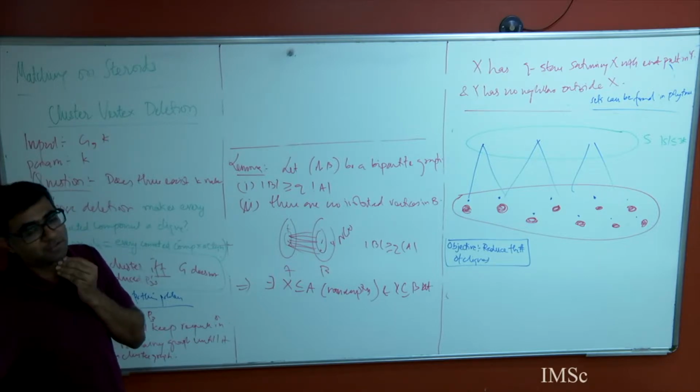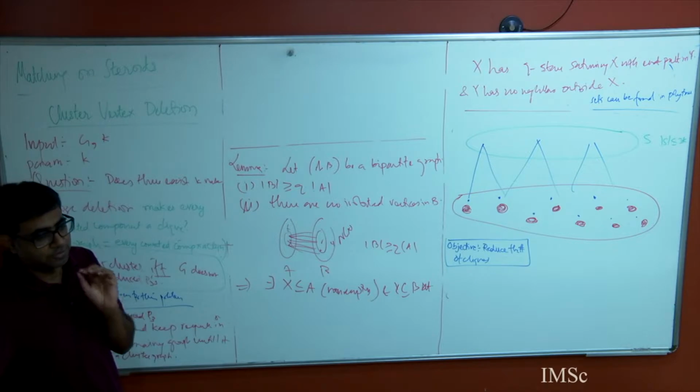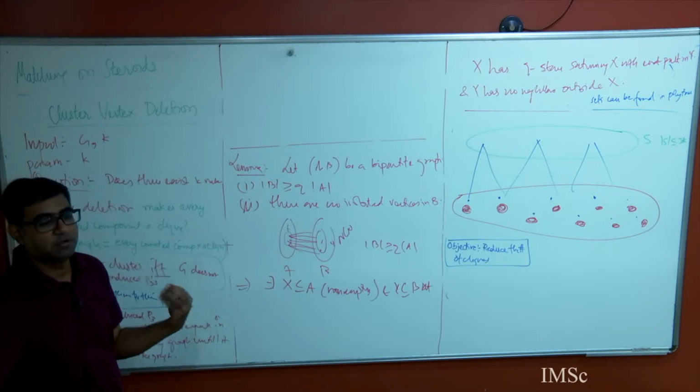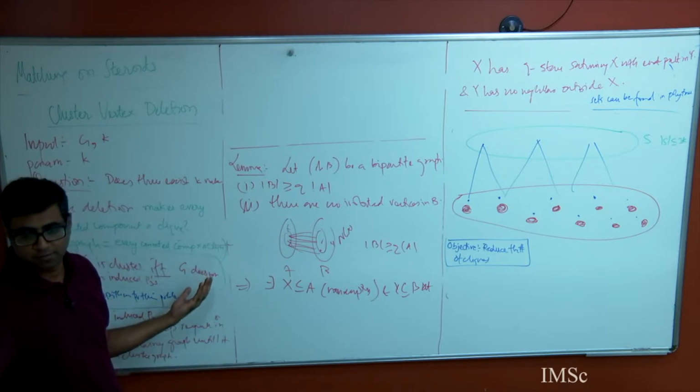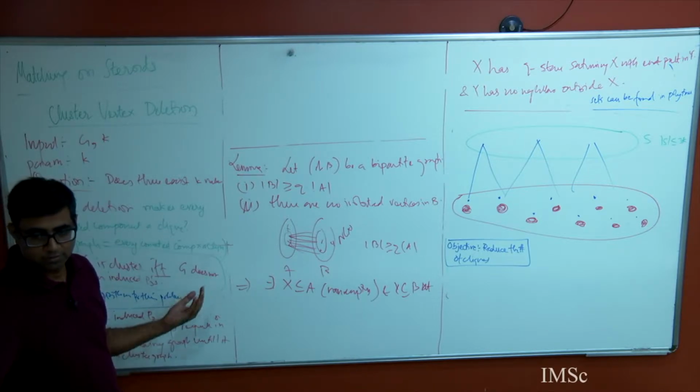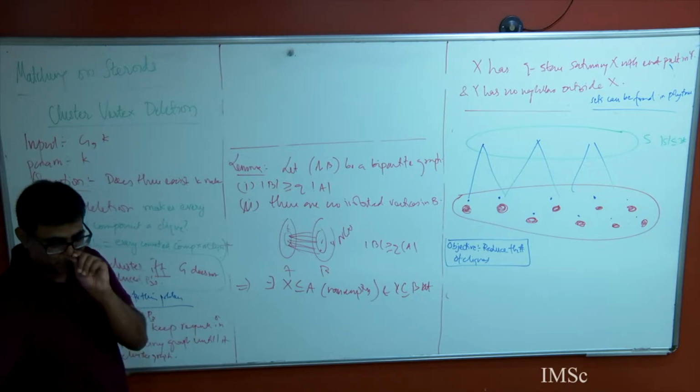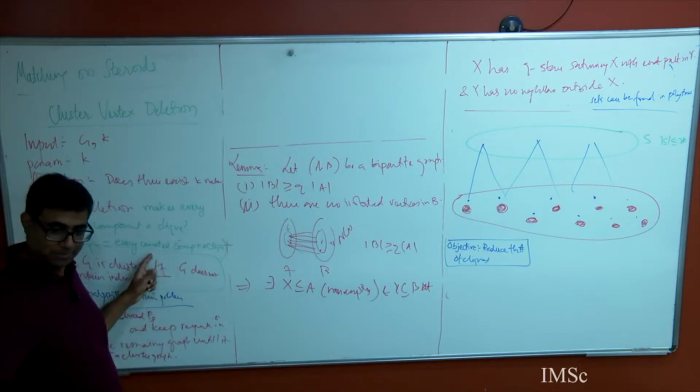Why are we applying the two expansion lemma? You understand? Why are we applying two expansion lemma? Why not three expansion? Why not 35 expansion?